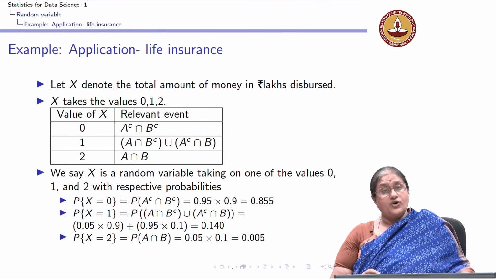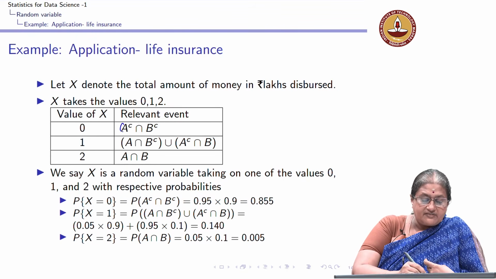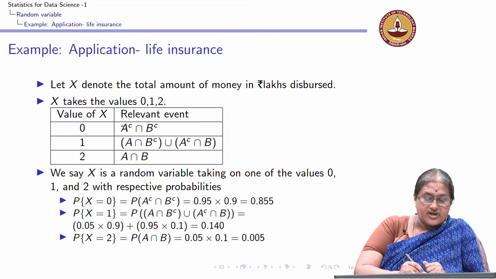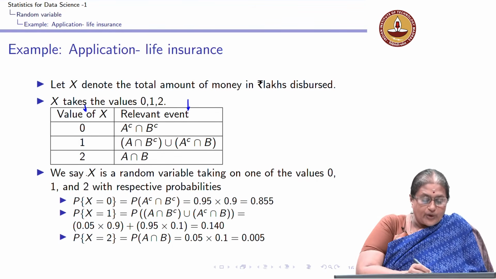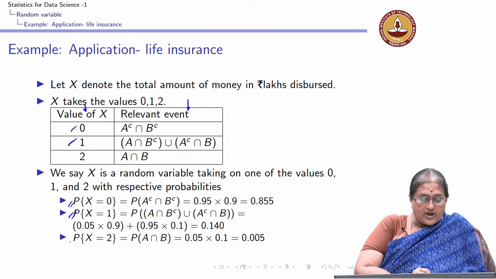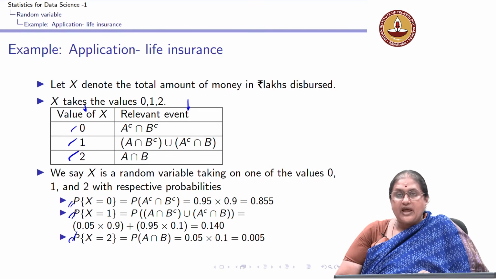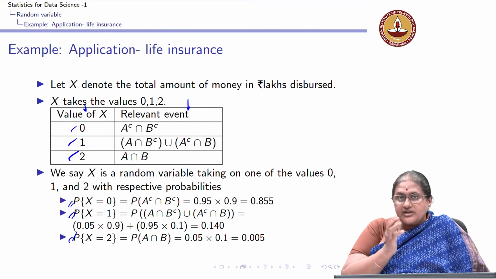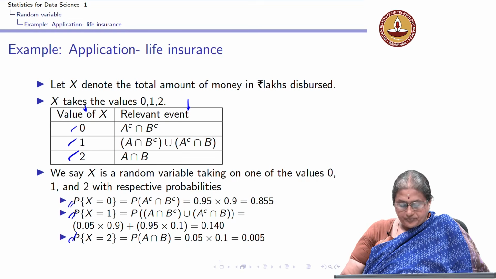Okay. So, what we have seen is, given the events A and B and their respective probabilities, I am associating the relevant events to the values x can take to get what is the probability of x equal to 0, x equal to 1 and x equal to 2. So, this is a simple application of how we define a random variable and associate probabilities to that random variable.